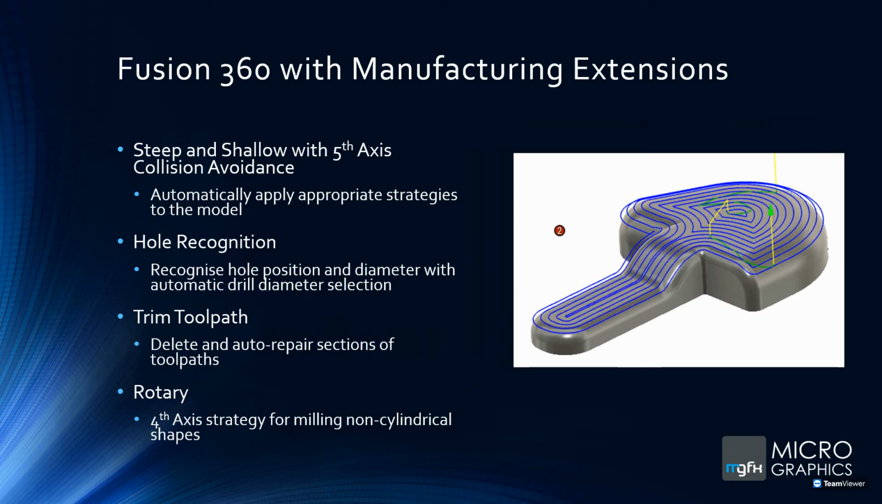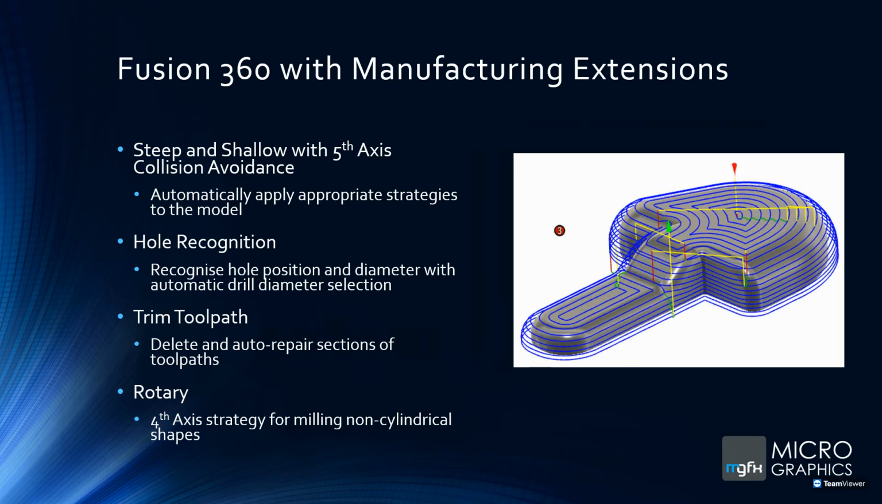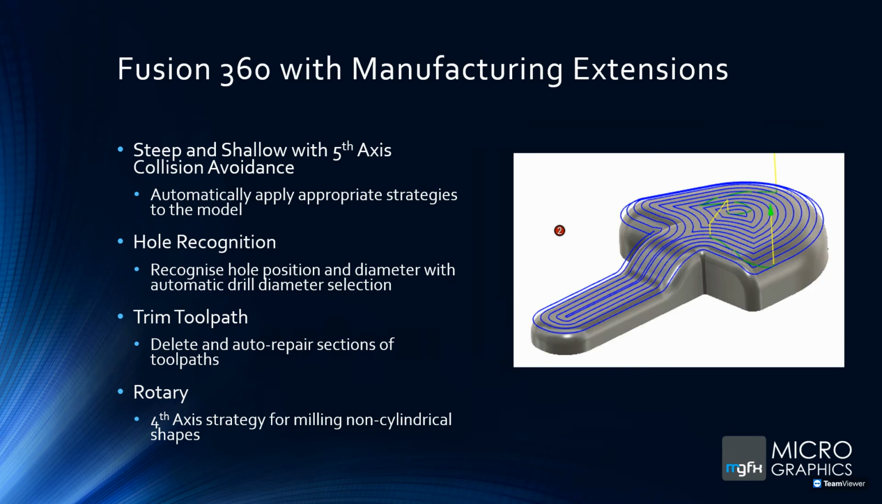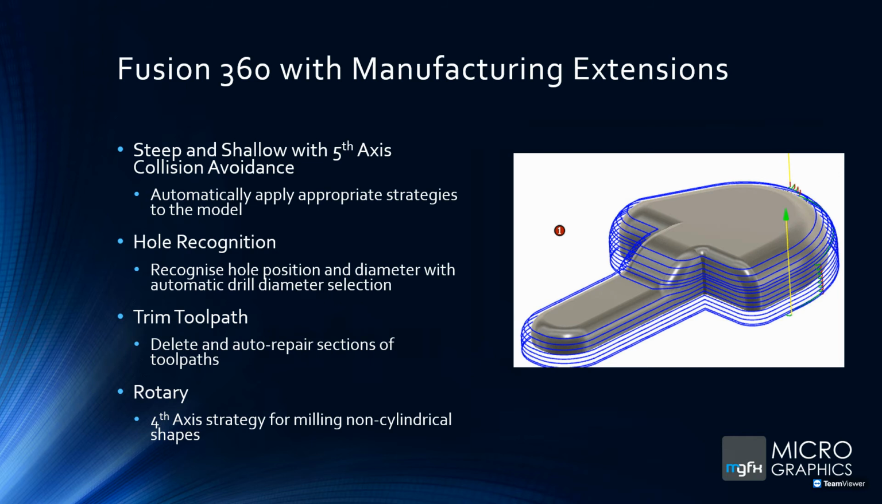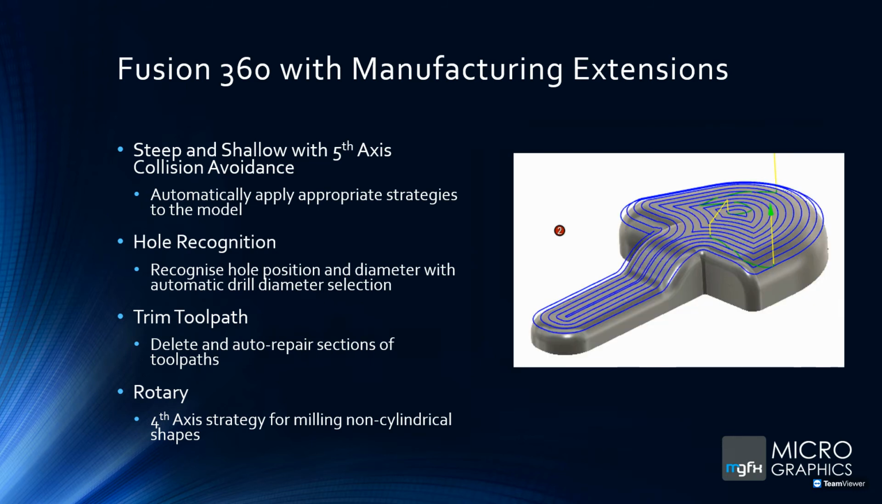Another option is the trim toolpath. This allows you to delete unwanted toolpath segments with links and repairs to the remaining toolpaths being automatic. So you could delete a portion of toolpath that you don't want, and the program will automatically relink the remaining pieces together.